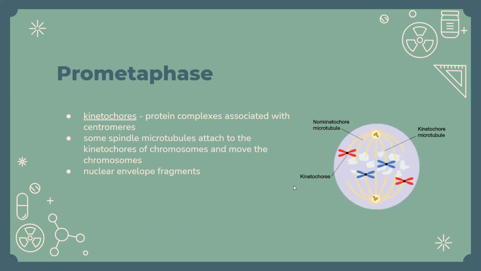Next is something called prometaphase. During this stage, we have kinetochores, which are protein complexes associated with the centromeres found on each duplicated chromosome. This is basically where spindle microtubules will attach to the chromosomes. After the microtubules attach to the kinetochores of a chromosome, they can begin to move the chromosome towards the middle of the cell. Also during this phase, the nuclear envelope will begin to break up and disappear.